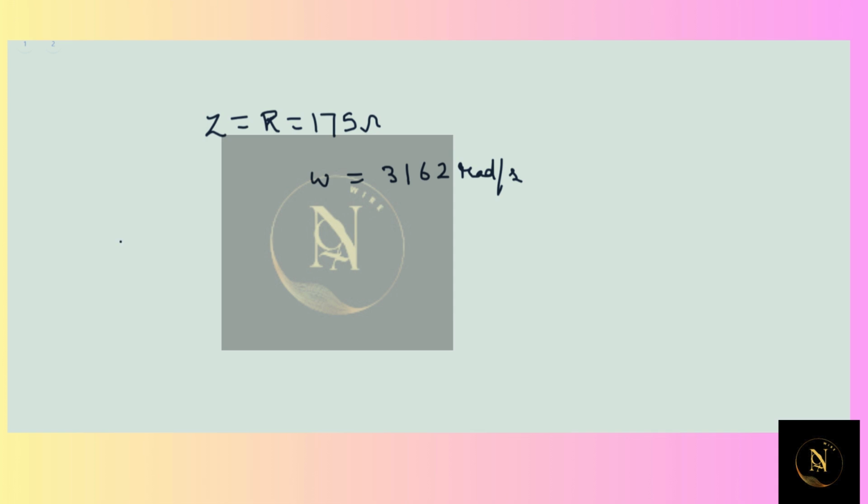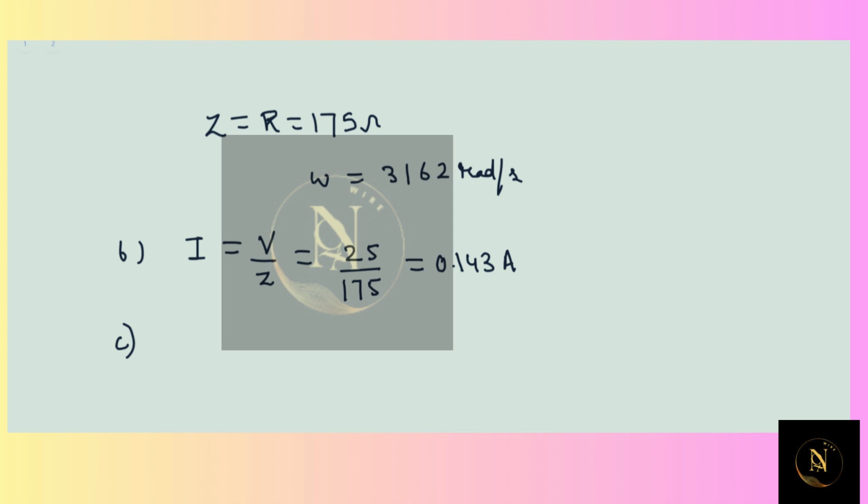Now we go to the B part. We need to find the current amplitude, which is I equals V over Z. We have Z equals 175 ohm. So we have 25 over 175, which equals 0.143 ampere.